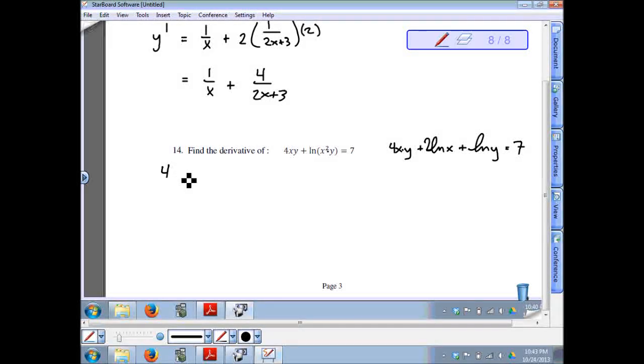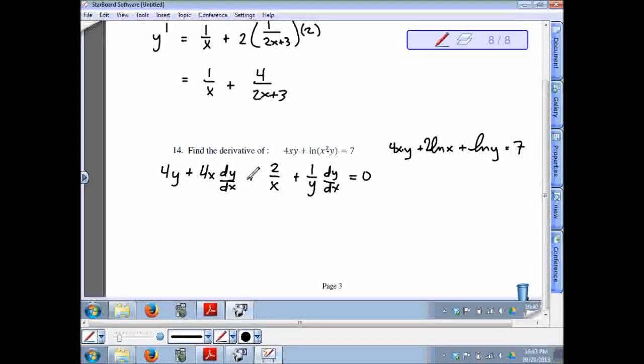So that's going to be 4y plus 4x dy dx. That's the product rule that stems from this first term. Plus 2 times the derivative of the natural log of x, which is 1 over x, so that's 2 over x. And then the derivative of the natural log of y, we have to do the derivative implicitly, so that's 1 over y dy dx. That's all equal to 0.